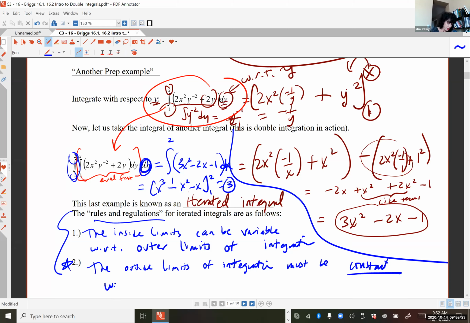Must be constant with respect to both variables of integration. And so for a double integral, you don't have any choices. They have to be pure numbers, okay?